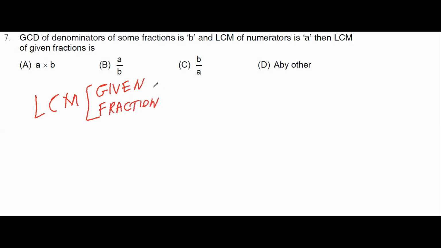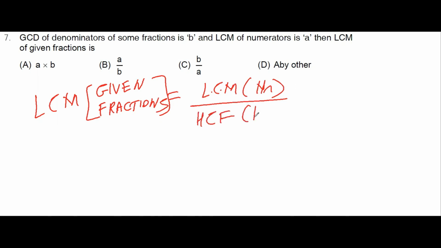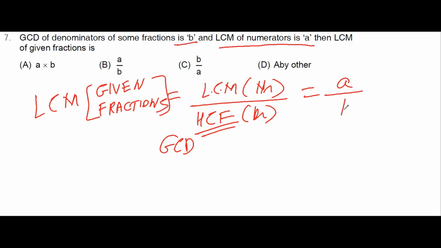So you know, if the given fractions are A by B, it is not a fraction, it is fractions. Then what I will do is find the LCM of numerators divided by the HCF of denominators, or you can say GCD instead of HCF. So LCM of numerators is A, it is given here, and GCD of denominators is B. So answer is A by B. So B is the correct answer for question number 7. This was again very easy.